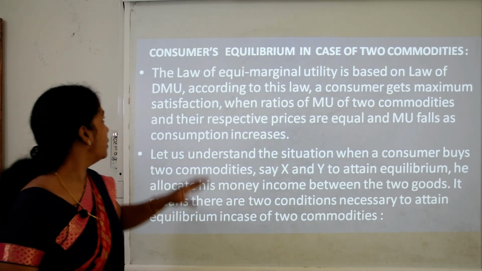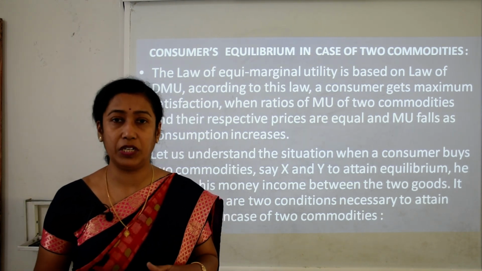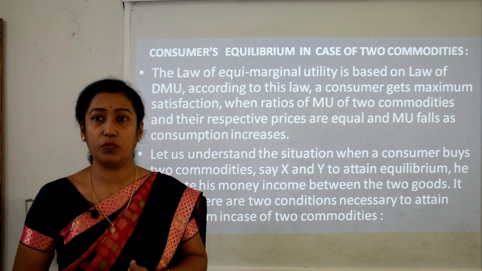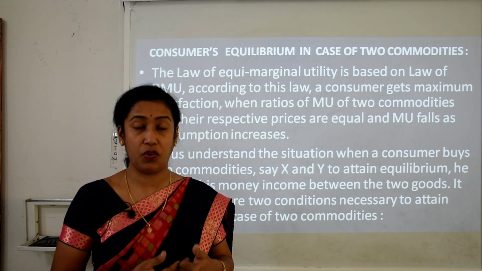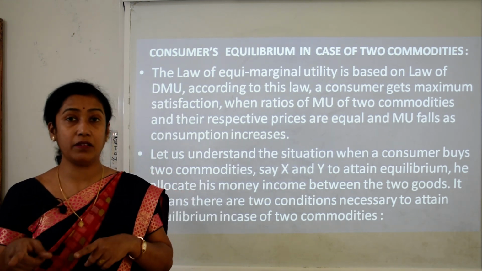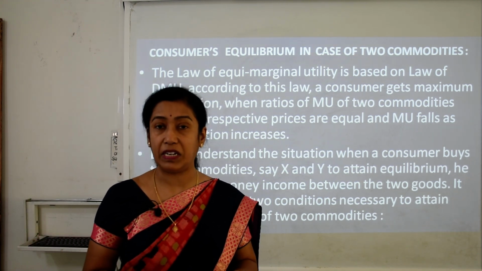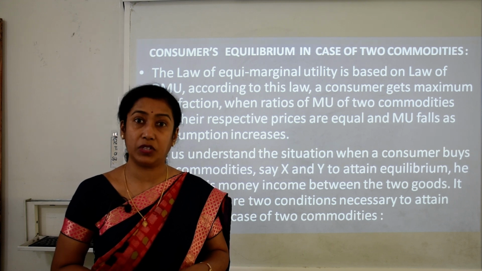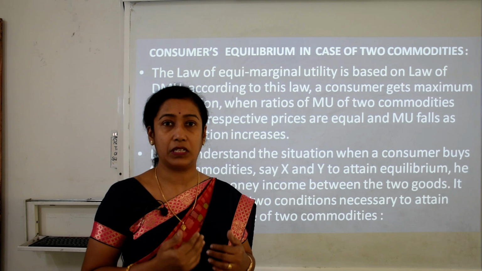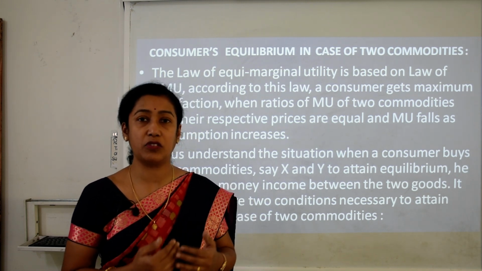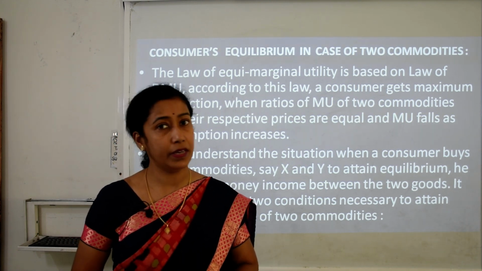The law of equi-marginal utility is based on the law of diminishing marginal utility. That means this particular case of consumer equilibrium in case of two commodities is actually based on the law of equi-marginal utility, which is again based on the law of diminishing marginal utility. If you remember, we have completed this topic, the law of diminishing marginal utility, in the previous videos, where we learned that the marginal utility or the satisfaction when a consumer consumes a commodity goes on diminishing only, then only this law will be applicable.